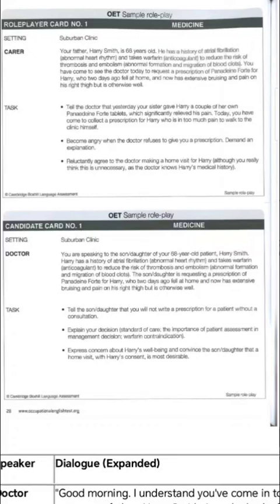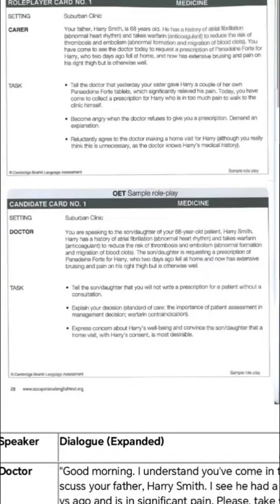What are the tasks given to the role player, what he has to speak and what he has to tell the doctor? Here is the task. Tell the doctor that yesterday your sister gave Harry a couple of her own Panadeine Forte tablets, which significantly relieved his pain. Today you have come to collect a prescription for Harry, who is in too much pain to walk to the clinic himself.